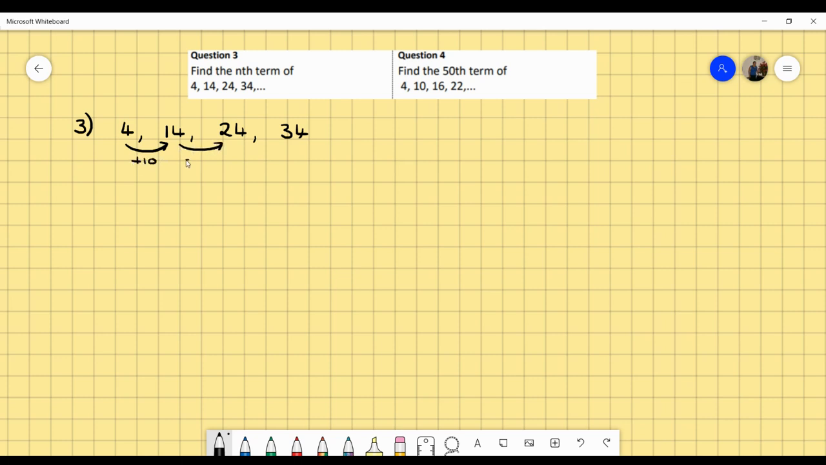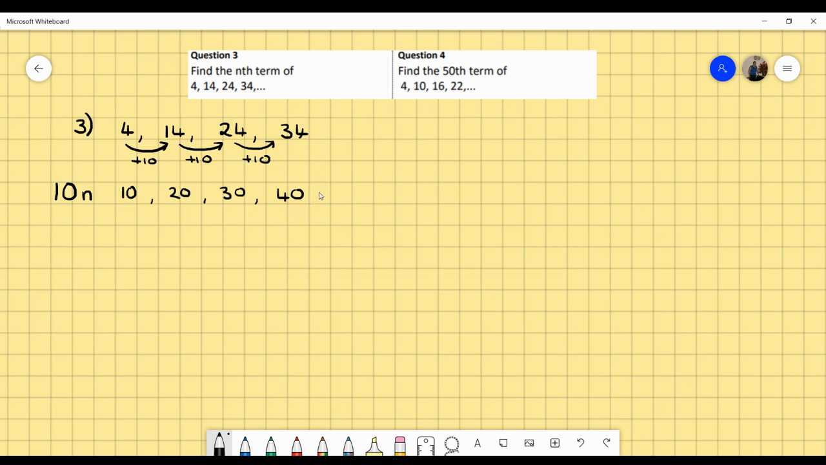To get from 14 to 24, I need to add 10, and to get from 24 to 34, I also need to add 10. That tells me it's linked to something that keeps going up by 10 each time, which we know is our 10 times table. And so the first part of my formula is 10n. And as I say, that's my 10 times table, so 10, 20, 30, and 40 would be the first 4 terms.